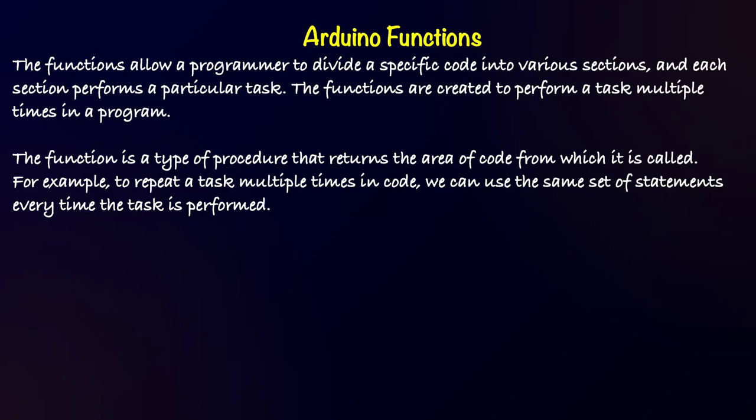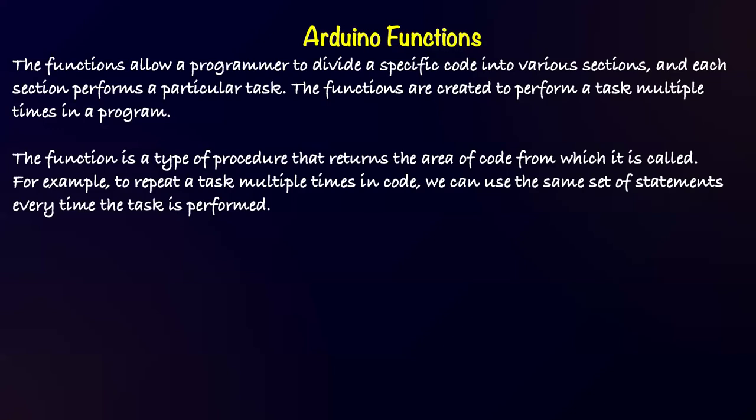So what are we doing over here? We are creating some functions. A function is a type of procedure that returns to the area of the code from which it is called. For example, to repeat a task multiple times in code, we can use the same set of statements every time the task is performed. So of course, we are reducing our effort over here.